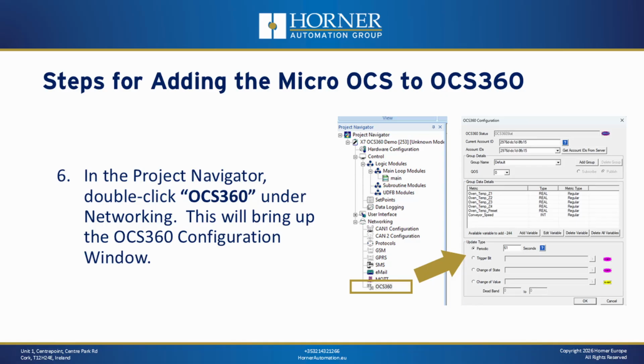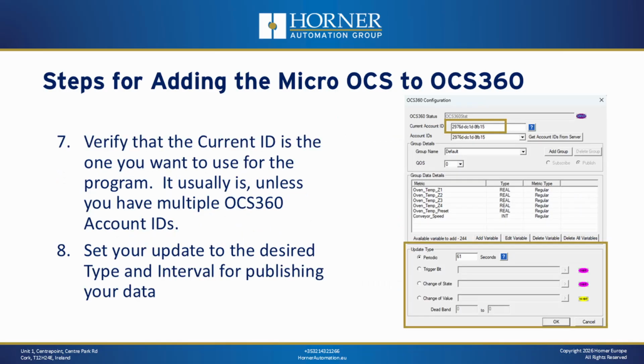In the Project Navigator, double-click OCS360 under Networking. This will open the OCS360 configuration window. There are a couple important things to notice in this menu. Firstly, verify that the current ID is the one you want to use for your program.